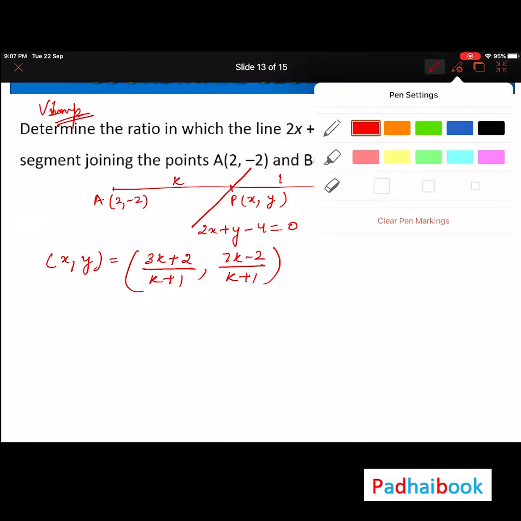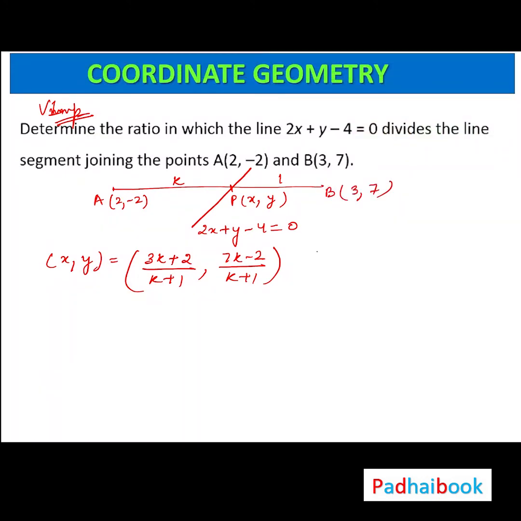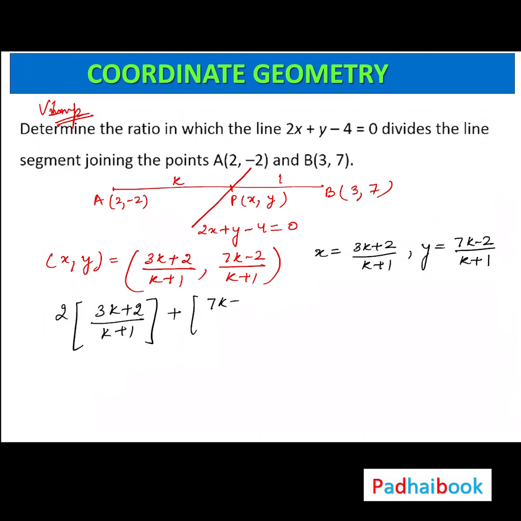Now I'm going to put these values in the equation of the line. So I get x equal to (3k + 2)/(k + 1) and y equal to (7k - 2)/(k + 1). Substituting in the equation, 2 times (3k + 2)/(k + 1), plus (7k - 2)/(k + 1), minus 4 equal to 0. Now I am taking k + 1 as the LCM.